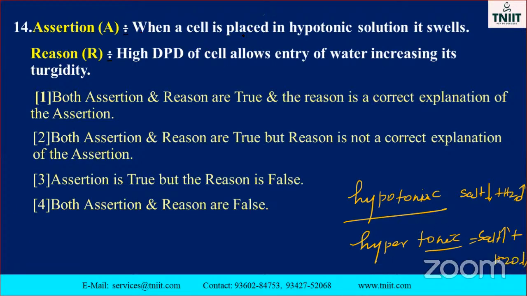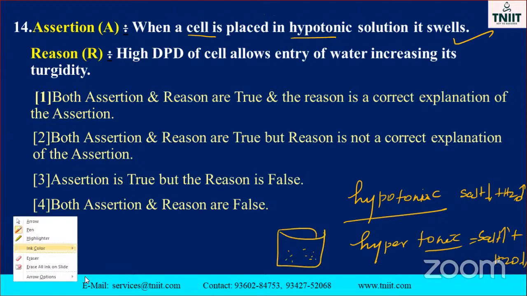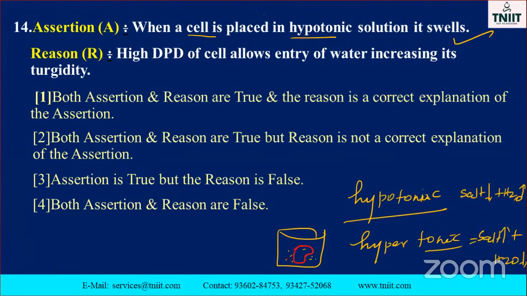Here they are saying, when a normal cell is placed in the hypotonic solution, it will swell. Yes, it swells. For example, take a small beaker with water, and add dry seeds or cells, whatever it may be. What happens? The water molecules enter from outside to inside. That is called endosmosis, because water moves from higher concentration to lower concentration. As a result, the seed will swell. So the first option is the correct one.